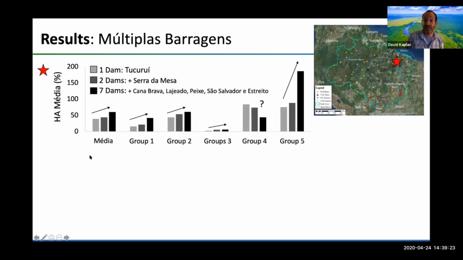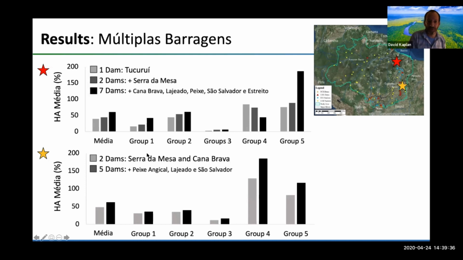So what do we see? We see in general this increase in the hydrologic alteration with time as these dams come online, with this exception of group 4, which we still haven't quite figured out why things equilibrate in group 4. And then moving into the middle of the watershed, this is in Pesci. So when Ceja de Mesa and Canabrava are on versus when all 5 dams that are relevant to this gauging station. And again, we see this increase in hydrologic alteration. So cumulative effects occurring.